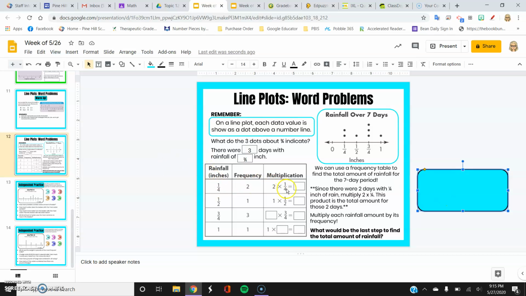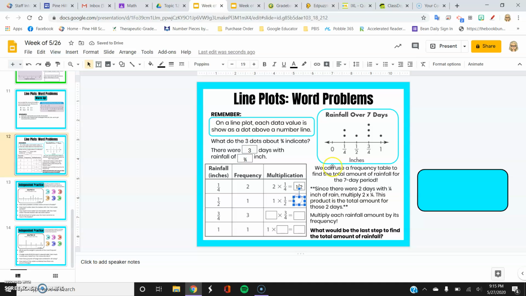We have a frequency table, and I don't have just tallies here now. I see it rained 1/4 inch on 2 different days. So I have my inches. It rained 2 times that amount. 2 different times it rained 1/4 inch of rain. So I'm going to multiply 2 times 1/4 because it happened 2 times. It would be the same as me adding 1/4 plus 1/4. So 2 times 1/4 is 2/4 or 1/2.